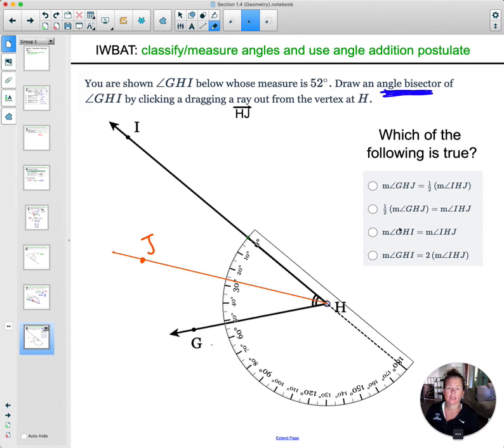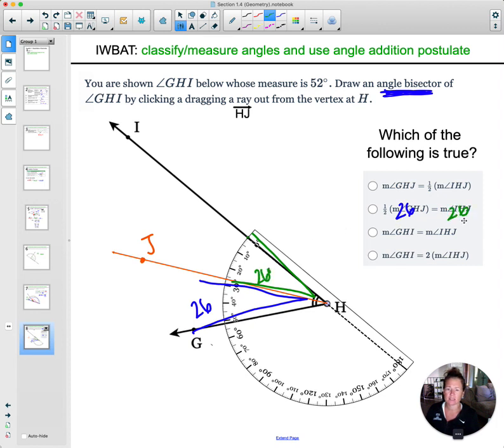Next one, half of GHJ. GHJ is right here. So half of this. Remember, this is 26. So half of 26, that's 13, is equal to IHJ. IHJ right here is the other piece that's 26. So is half of 26 equal to 26? No.